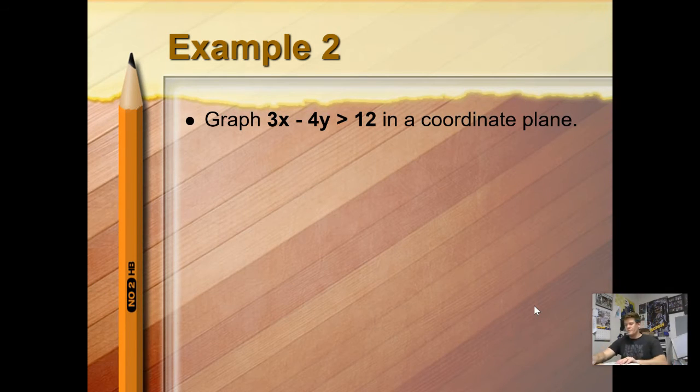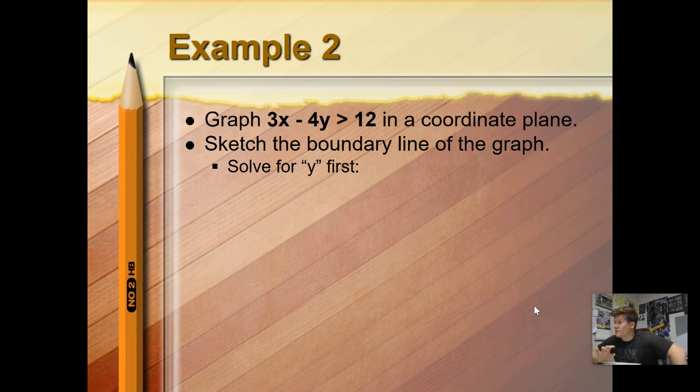First thing I want to do, I want to graph this in slope-intercept form. So I want to get that y value all by itself. I have 3x minus 4y is greater than 12. I need to solve to get the y all by itself. Now, we were doing this before in Delta Math. Hopefully, we could do it still.